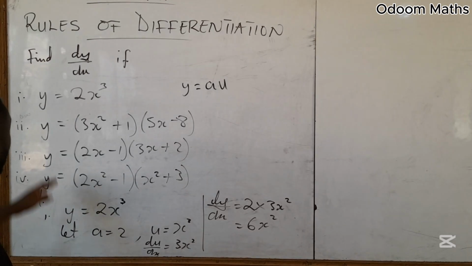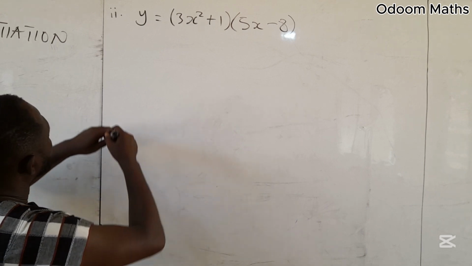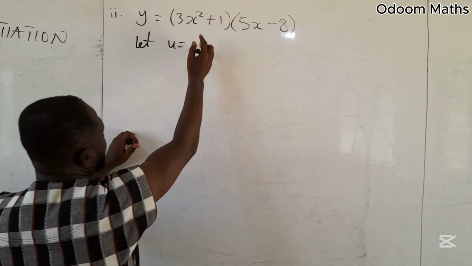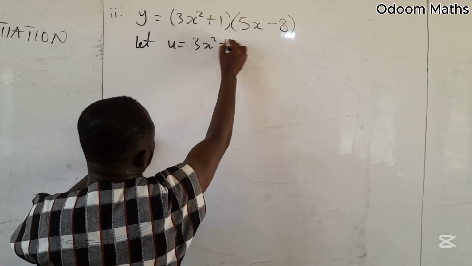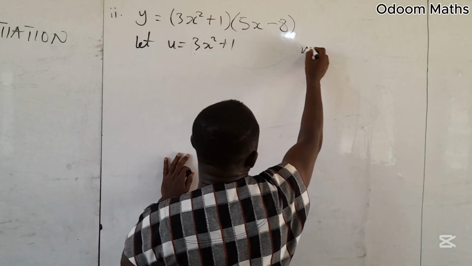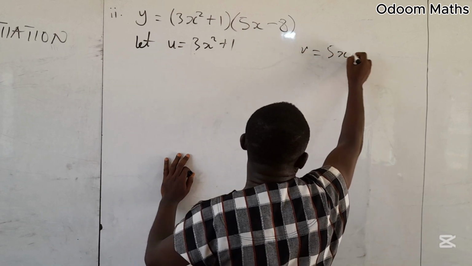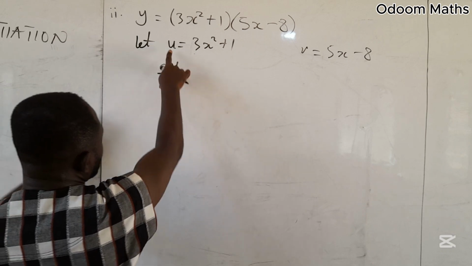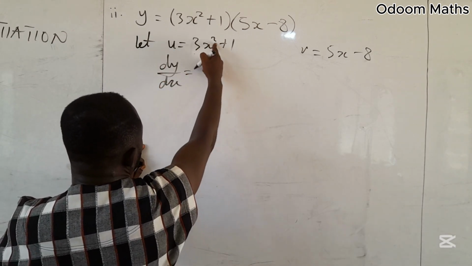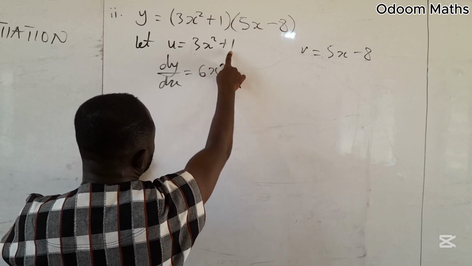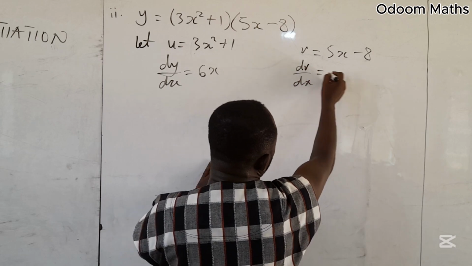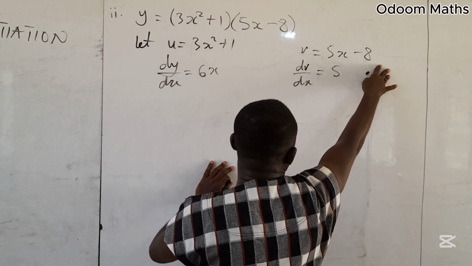Now let's go to the second and third and fourth in that order. So let u be equal to the one in the first bracket, so that is 3x squared plus 1, and then my v also becomes 5x minus 8. So here my du dx is going to be 6x, this one will go away. Then my dv dx will also be 5, so this will also go away.